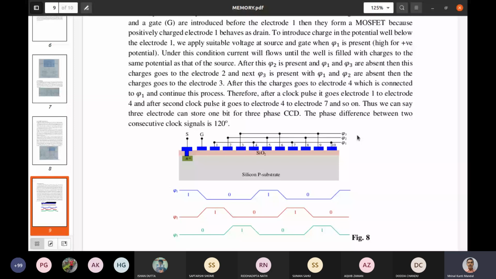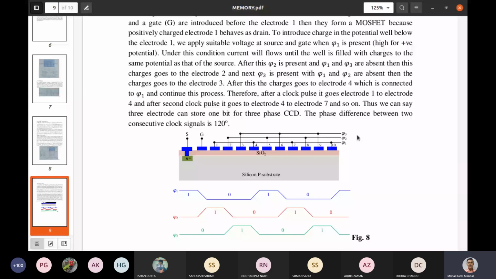And so on. So when this potential well is created, if you introduce some charge in this potential well, then this charge will move freely, but it cannot escape from this potential well. So this charge can be considered as your data. Now how will we do this? It will be shifted. This charge will be shifted from one electrode to another electrode.